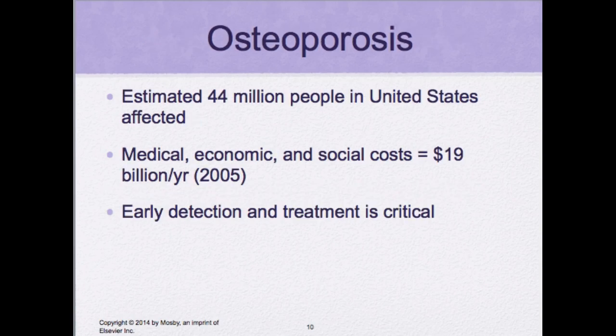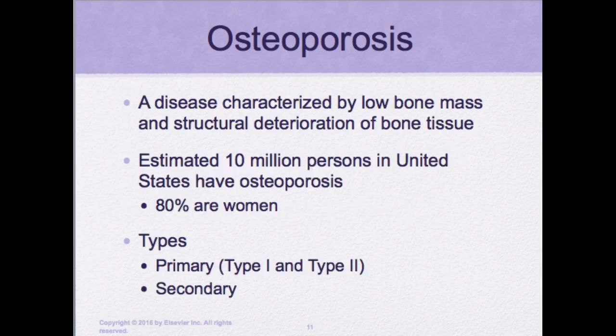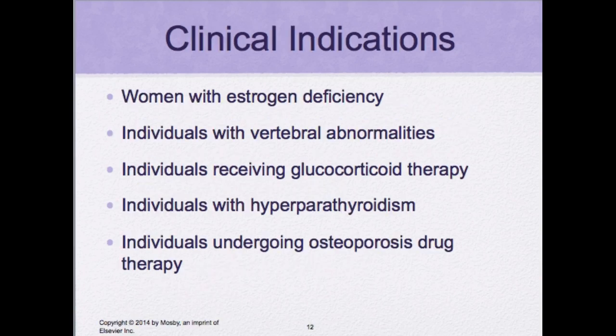An estimated 44 million in the United States are affected by osteoporosis. The medical, economic, and social costs were $19 billion a year back in 2005. So imagine what it is now. Early detection and treatment is critical. Osteoporosis is a disease characterized by low bone mass and structural deterioration of bone tissue. An estimated 10 million people in the U.S. have osteoporosis, and 80% of those are women. There are two types, 1 and 2, and there's primary and secondary.